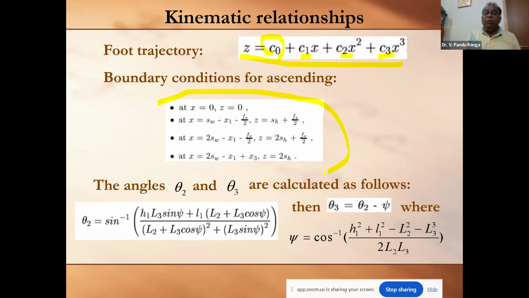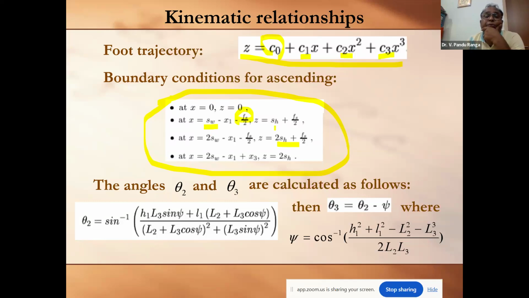Therefore, to solve that, we have established four boundary conditions in terms of the terrain conditions and the parameters of the robot. Here you observe that SW represents the width of the stair, SH represents the height of the stair, FS represents the length of the foot support, and X1 and Z are the Cartesian coordinates.